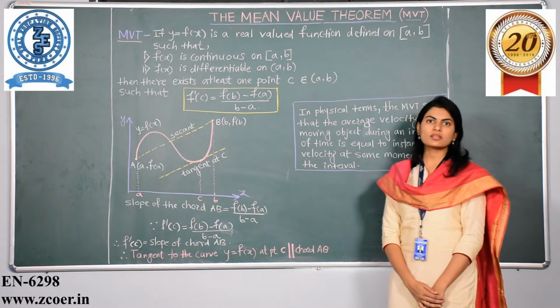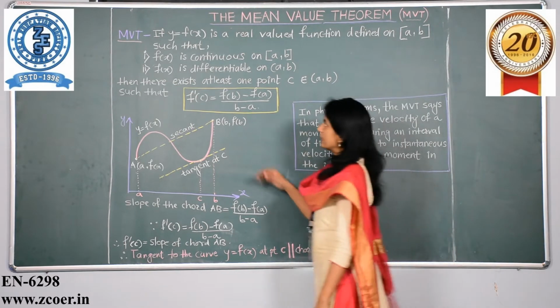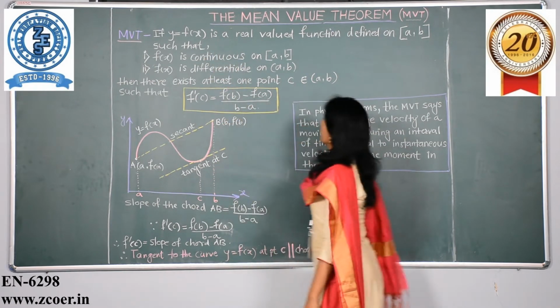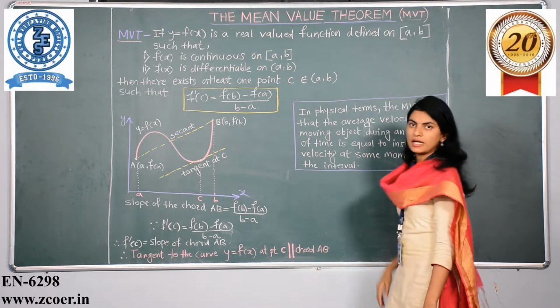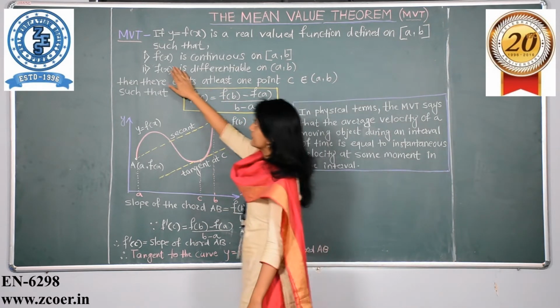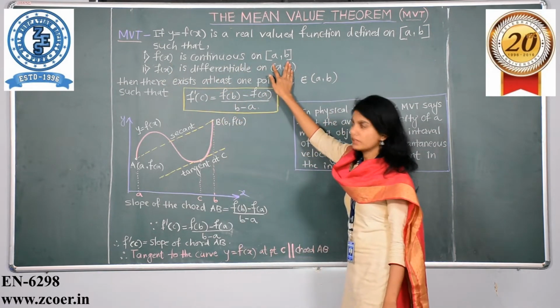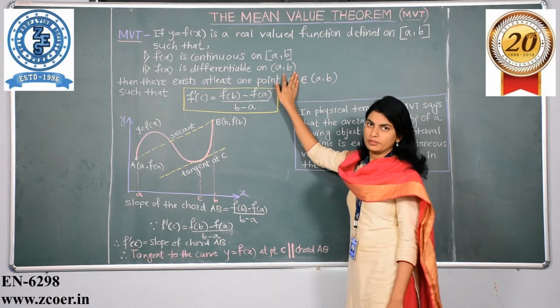Friends, we are going to learn the topic mean value theorem. The statement of this mean value theorem is: if y is equal to f of x is a real valued function defined on a closed interval a comma b such that there are two things, f of x is continuous over the closed interval a comma b, and f of x is differentiable over the open interval a comma b.